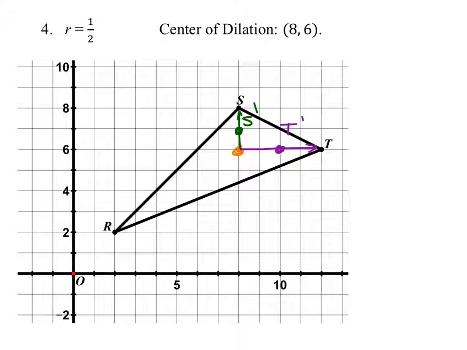Then finally we have R, which from the center of dilation is down 4, and then to the left 6. So we'll cut those in half. Halfway 2, halfway is 3, and it would meet right here. And this now would be R prime. Well, this is good. All we got to do now is connect the points on the outside of the shape: R prime, S prime, T prime. That's close.